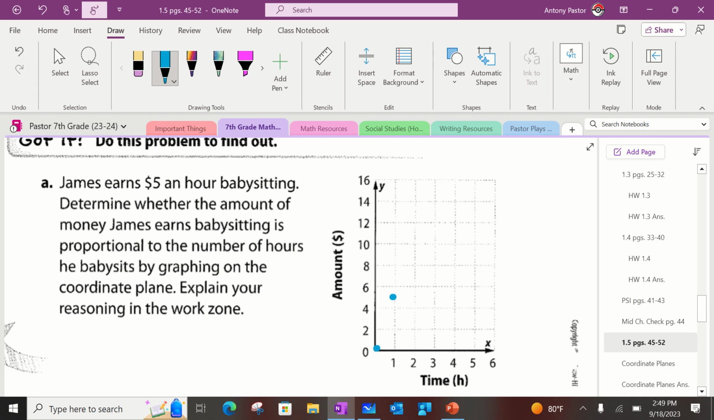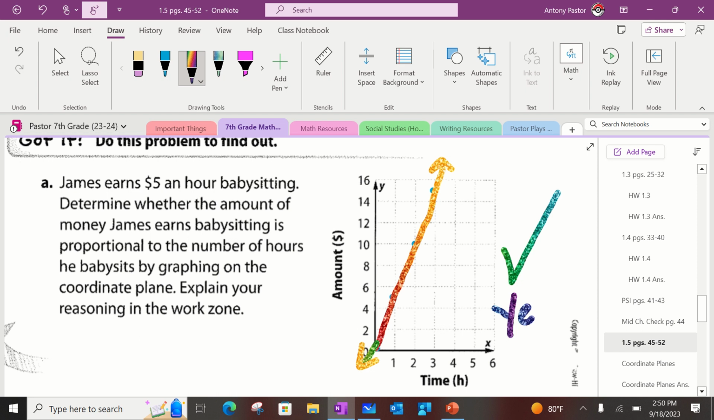2 hours, $10, so he'd be right there. 3 hours, $15, and he'd be right here. And then 4 hours, $20, which would be off the graph somewhere. But we're going to ignore that 4 hours. Notice when I graph it, it's going to be in one straight line, and it does go through the origin. Therefore, these are proportional. And we'd write a little sentence saying, yes, these are proportional, because every 1 hour, he'll earn another $5 for babysitting. So it is proportional.